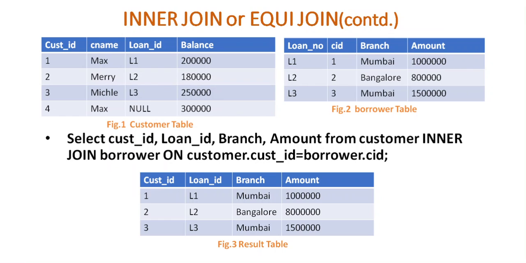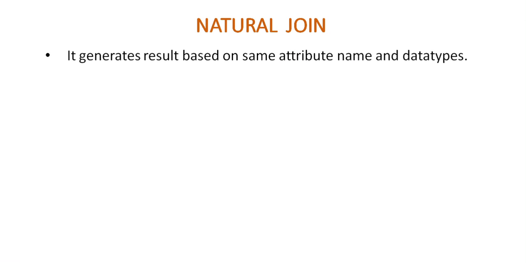Now here for the condition we have written the on keyword or on clause, because in inner join or in any join condition you cannot use the where clause. If you write where, then it will give you an error. So instead of that you can use on. Then the next type of join is natural join.